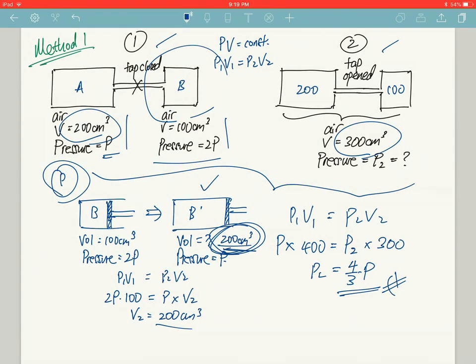Of course, if you want to fix the pressure to be 2P, it's fine also. That's method 2. You consider cylinder A to be 2P and the volume will be 100 cm cube, and then you can use the same techniques to solve. So that's how you solve this question.